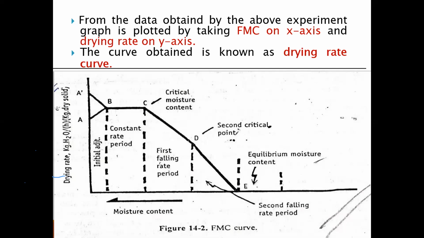From point C to point D, this is called the first falling rate period. It means that from C to D, the rate of drying is decreased. The rate of drying is very slow. So during that period, it is called the first falling rate period.